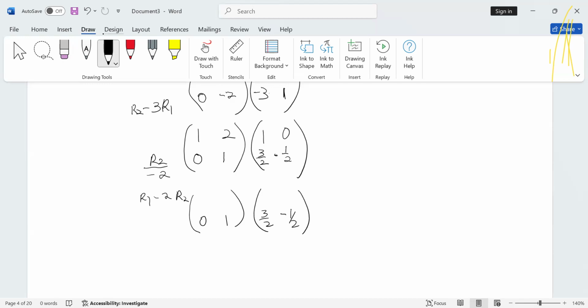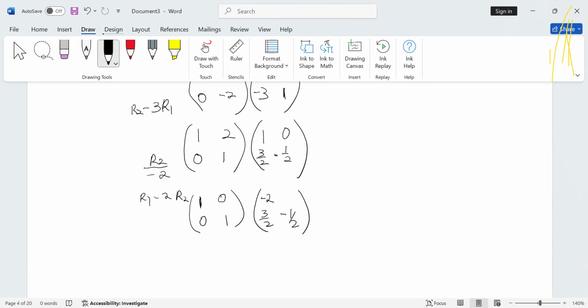R1 minus 2 R2. R1 here is 1. Minus 2 times 0 is just 0, so you have your 1 there. R1 here is 2. Minus 2 R2. 2 minus 2 times 1 is 2. So 2 minus 2 is 0. R1 here is 1. 1 minus 2 times that. 1 minus 2 times this is 3. 1 minus 3 is minus 2.